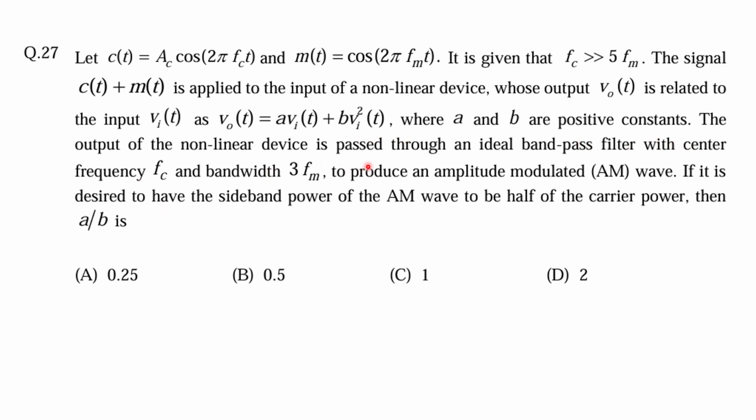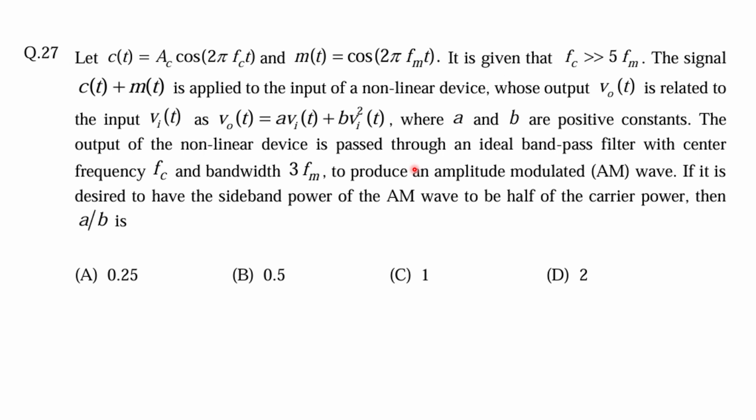The output of the nonlinear device is passed through an ideal band pass filter with center frequency fc and bandwidth 3 fm to produce an amplitude modulated AM wave. If it is desired to have the sideband power of the AM to be half of the carrier power, then find the ratio a to b. This question is related to amplitude modulation, where the message signal and carrier signal are both given, and a non-linear type of modulator technique is used. At the end of the modulation you are using a filter which will pass the signal.